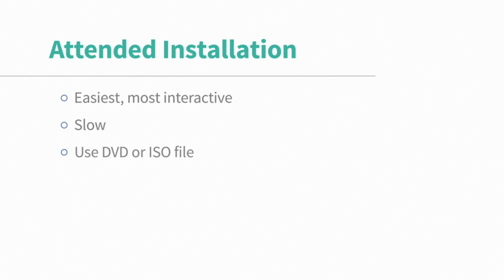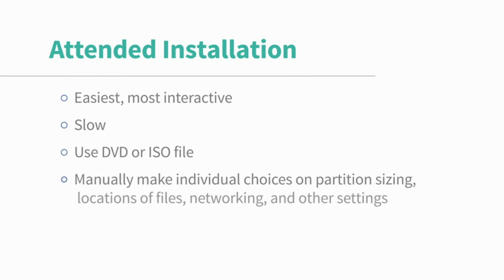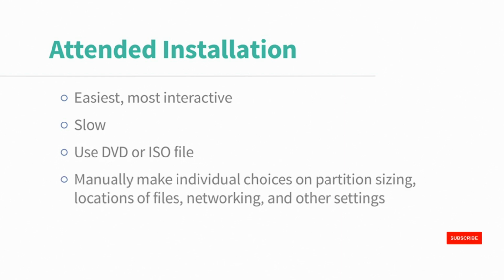The easiest, most interactive, but slowest installation is the manual one, also called an attended installation. This is where you install a DVD into your DVD drive and run through the installation. You have to make individual choices on partition sizing, locations of files, networking, and other settings. This is true of any operating system. Each of these decisions is called an answer.